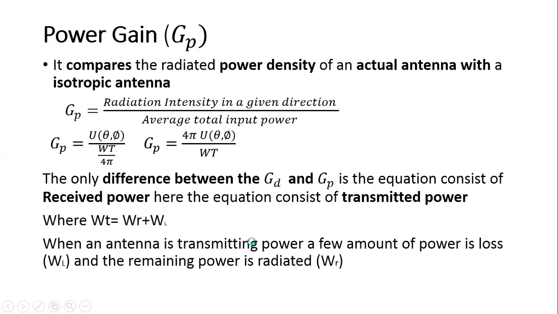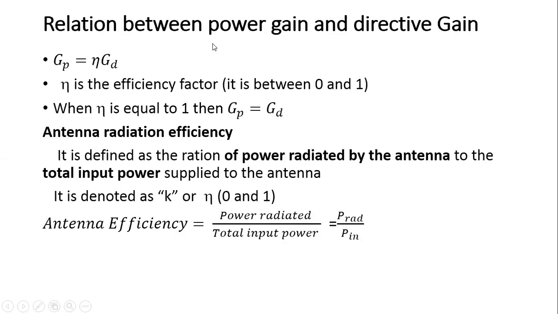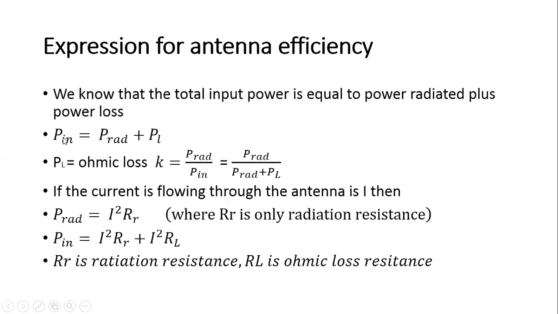The relation between power gain and directive gain: we know power gain GP equals eta times directive gain GD. Eta is the efficiency factor, which is generally between 0 and 1. If the efficiency factor is 1, then GP will be equal to GD. Okay, the next one.